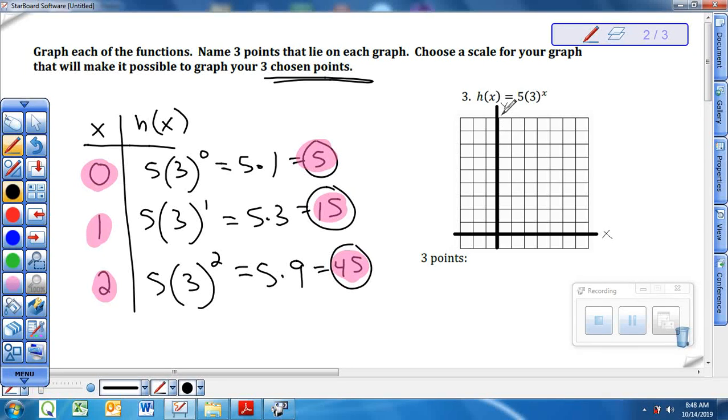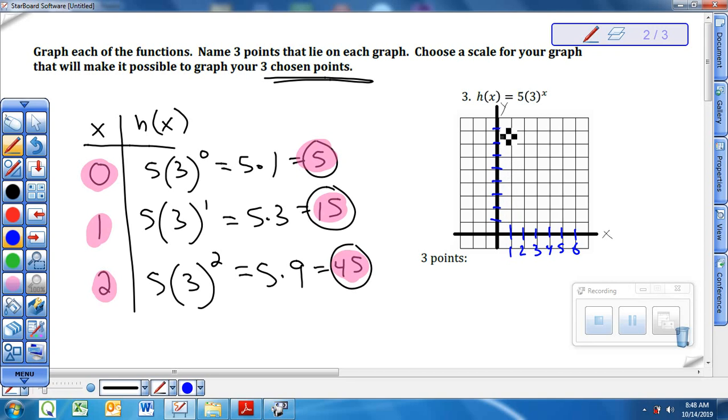Well, I can't plot them yet. Let's create tick marks here. I'll do those in blue. I'm going to have my x-axis go by 1s. My tick marks, I don't really need to draw them in, but I'm doing it just to show you that this is 1, 2, 3, 4, 5, 6. My y-axis, however, that's the tricky one.